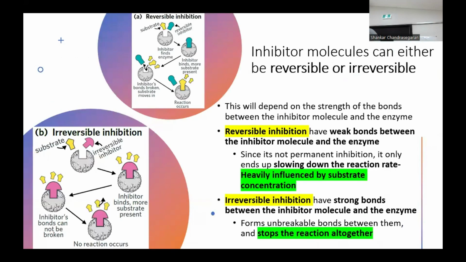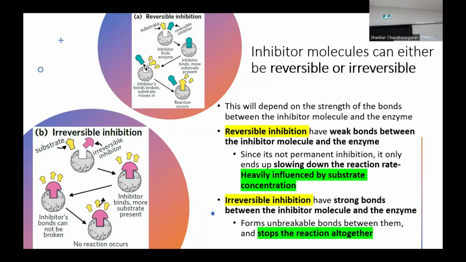Okay, hopefully not. Okay, so this inhibition can also be permanent or reversible. So that will depend on the strength of the bonds between the inhibitor and the enzyme. So when it comes to reversible inhibition, that only occurs when the bonds between the inhibitor molecules and enzymes are weak, right? Essentially, if the bonds between them are weak, it can be broken and then substrate can continue binding to it.